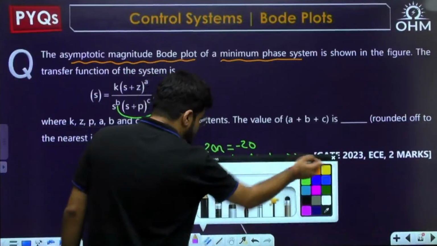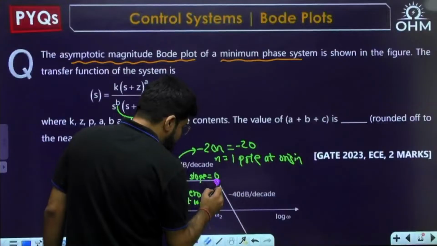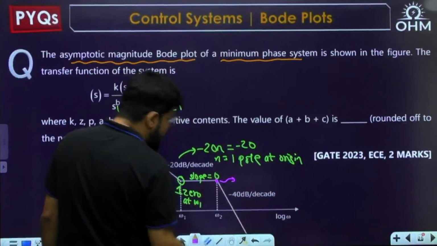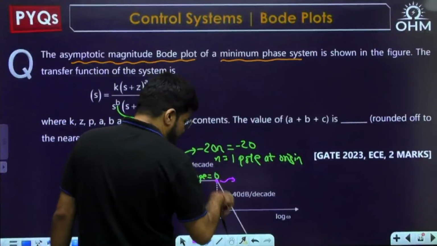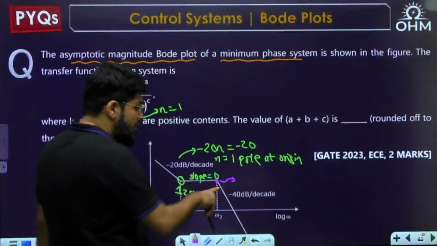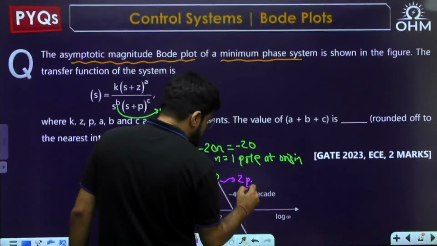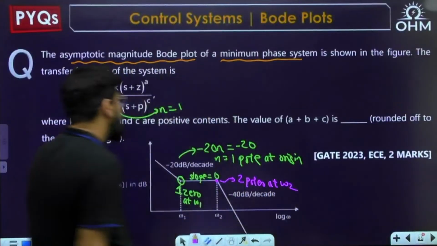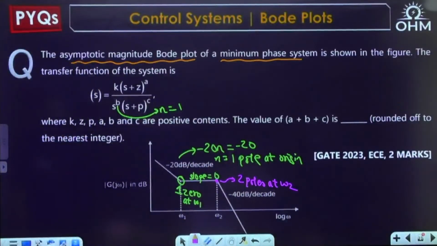What happens here? The slope was 0, and now it becomes minus 40. The slope decreased, which means poles. How many poles? Minus 40 means 2 poles. So there are 2 poles, at what frequency? At omega 2.